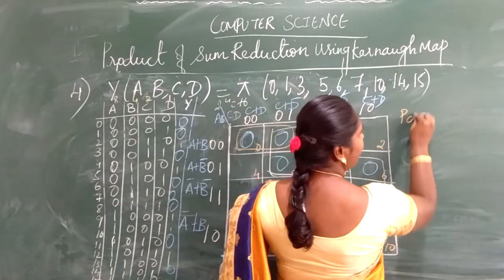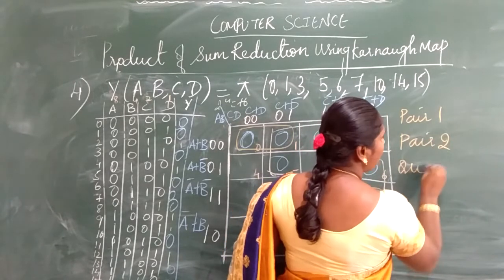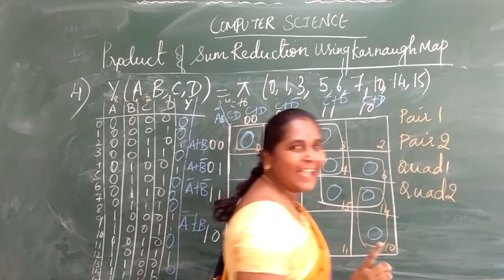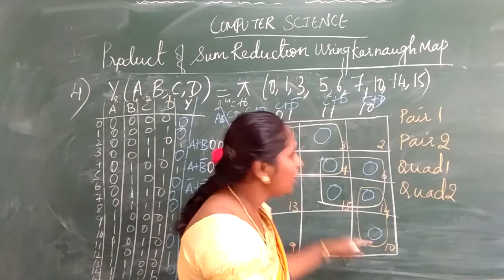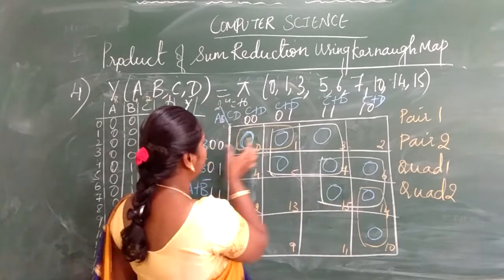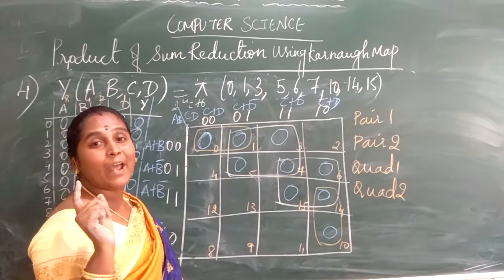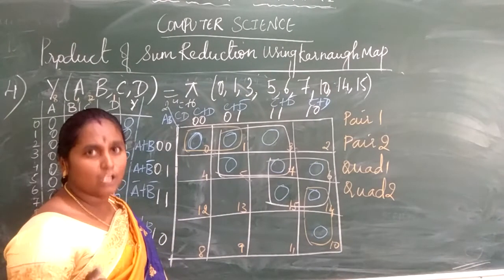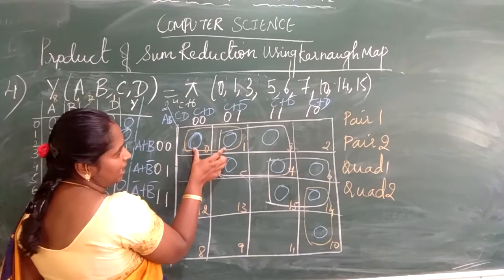That is pair 1, pair 2, quad 1, quad 2. So there are 2 pairs and 2 quads. First we will solve for pair 1 and pair 2, then quad 1, quad 2. For pair 1, take this one, vertically you have A plus B. In a pair, only one variable changes, from complemented to uncomplemented or vice versa. You remove only one variable at a time. So here A plus B remains the same.